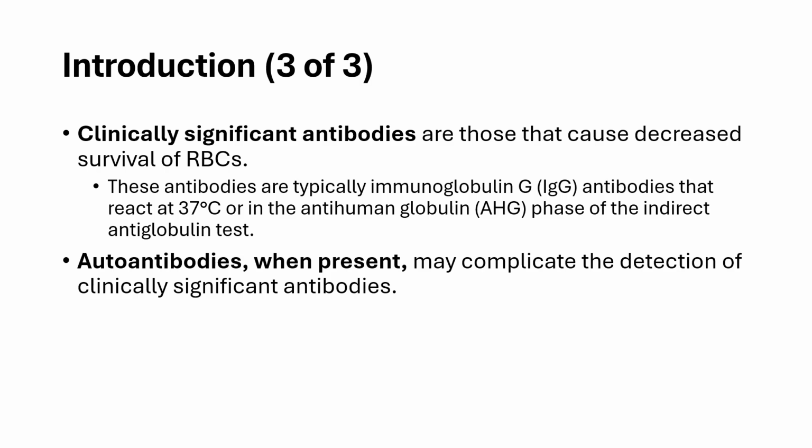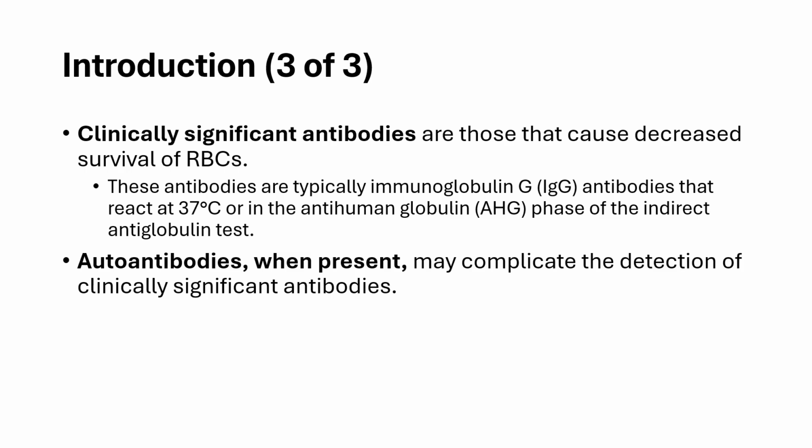For clinically significant antibodies, these are antibodies that reduce the survival of transfused red blood cells. Some characteristics: these are usually immunoglobulin G, or IgG type. They react best at 37 degrees Celsius, or body temp, and/or during the anti-human globulin, or AHG, phase of the indirect antiglobulin test. These antibodies must be identified during compatibility testing to avoid hemolytic transfusion reactions or hemolytic disease of the fetus and newborn.